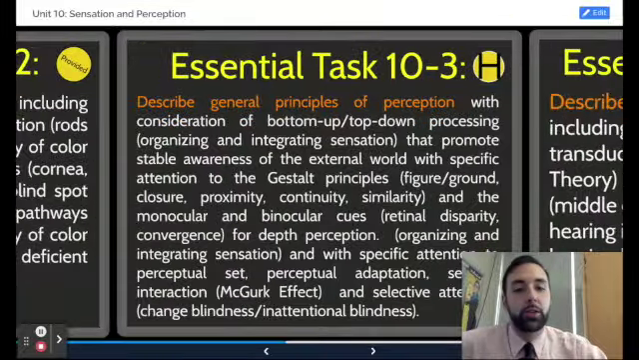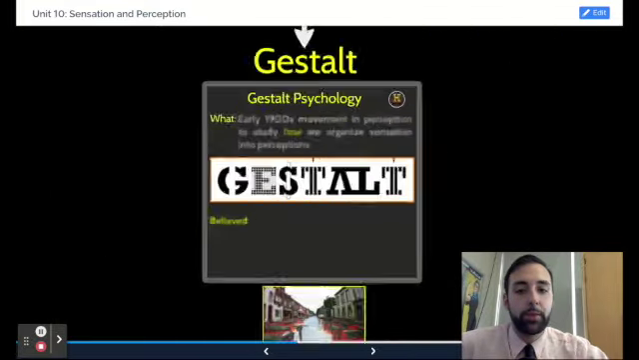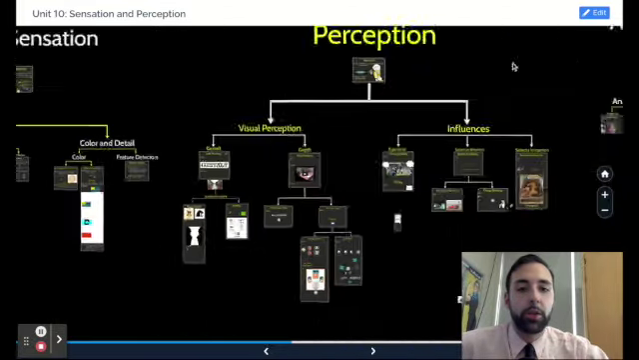But nevertheless, in Essential Task 10.3, you're going to describe the general principles of perception. I'll allow you now to pause the video before proceeding into the concept map. We'll start all the way at the top, as we always do, and briefly define the word perception.